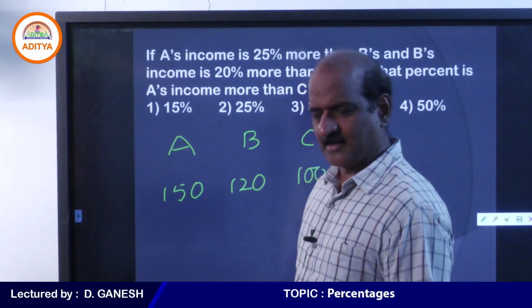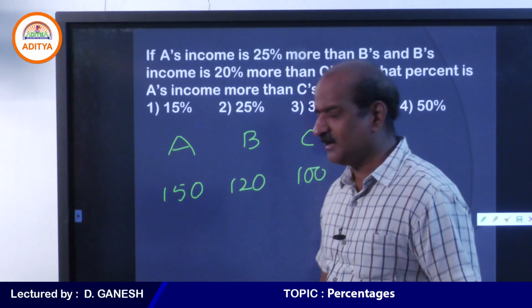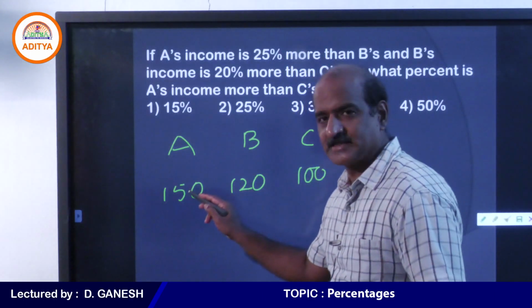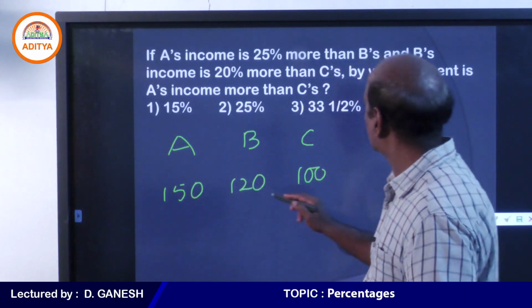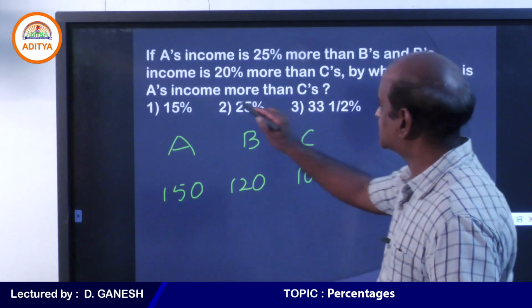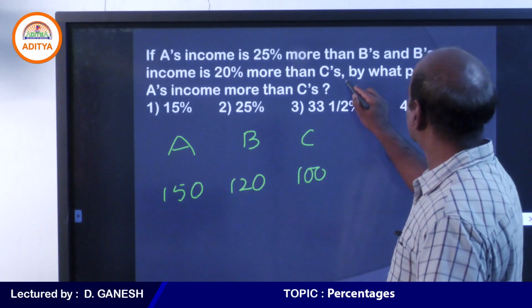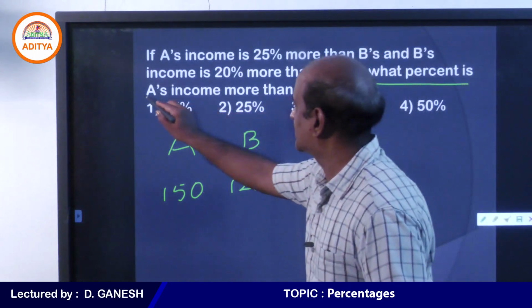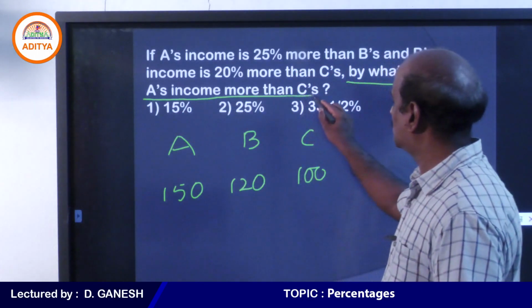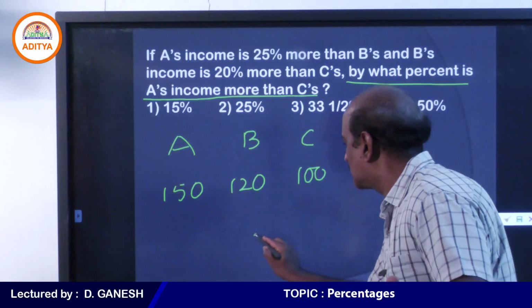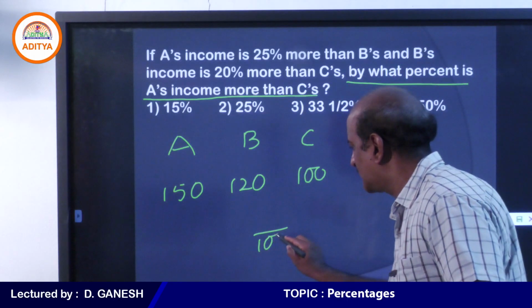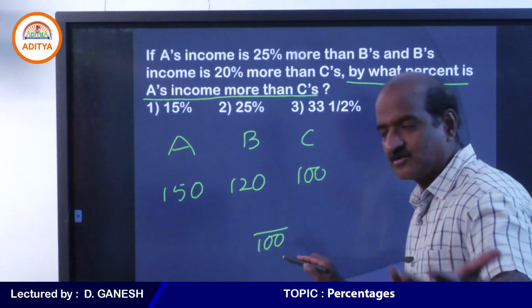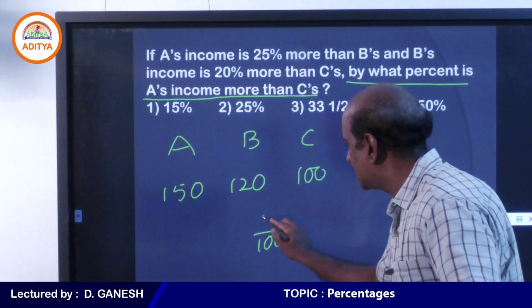So when C is getting 100, you know how much B is getting, and from B, yes, it is A, so A must be getting 150. The question is, by what percent is A's income more than C? So you need to compare with C. So when the denominator is 100, the question is how much A is getting?